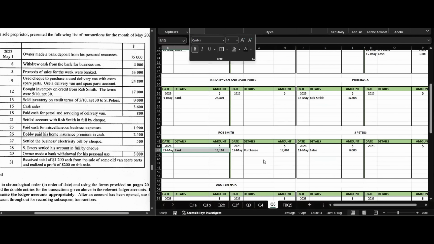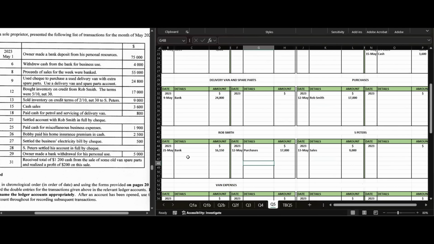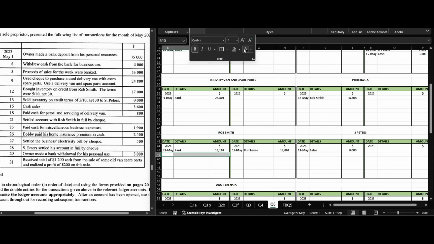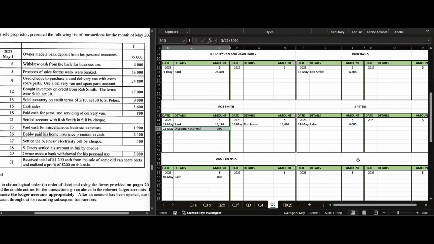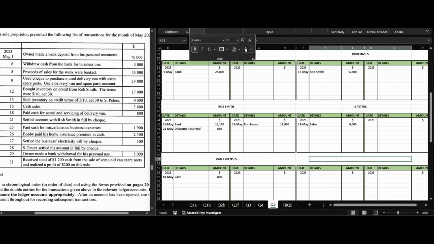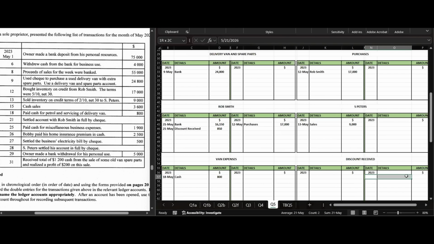But guys, what about the discount? Well, remember that is called a discount received on our part and is worth $850. So to balance up the accounts and record the discount received, you'll now debit Rob Smith $850, and you're going to open a discount received account, and credit that discount received with that $850, guys. There we go.